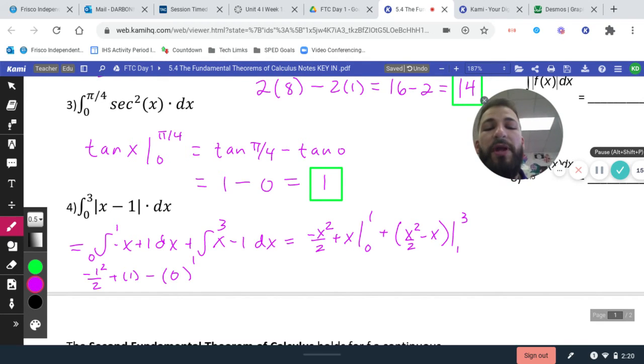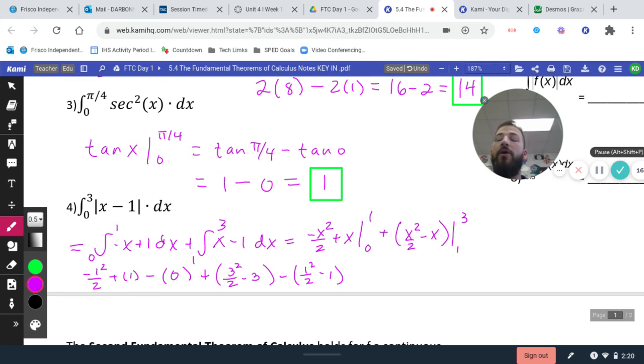So anytime you're plugging in 0 and every term in the function has an x in it, then you can just plug in 0. A little less work for you. Then from here, 3 minus 1, so plus 3 squared over 2 minus 3 minus 1 squared over 2 minus 1. And then I'm just evaluating from here.